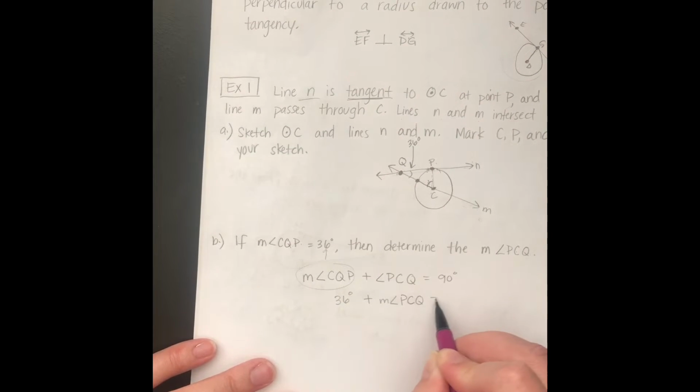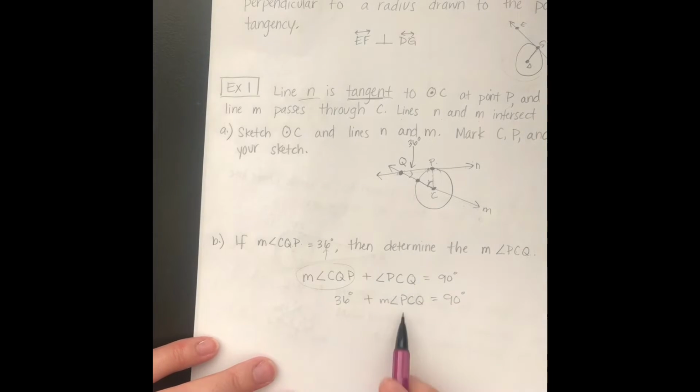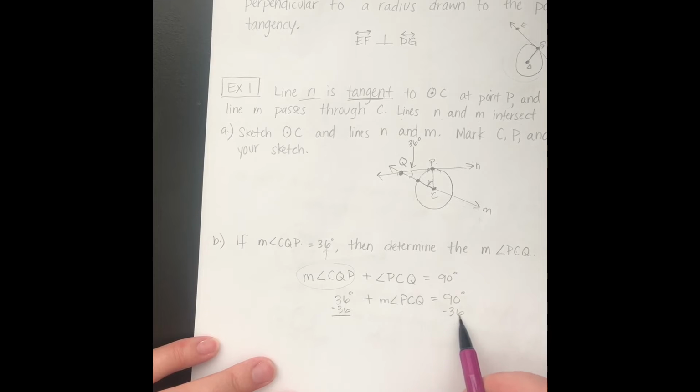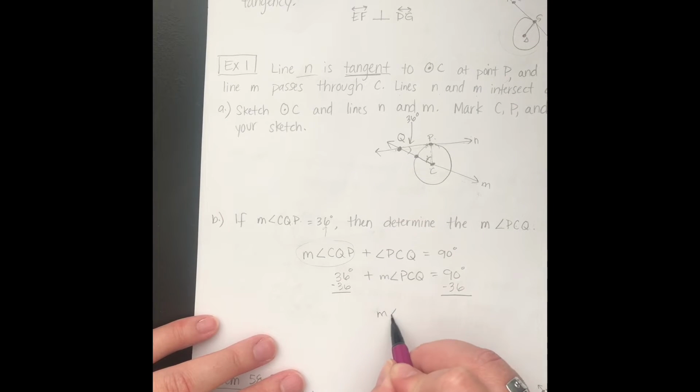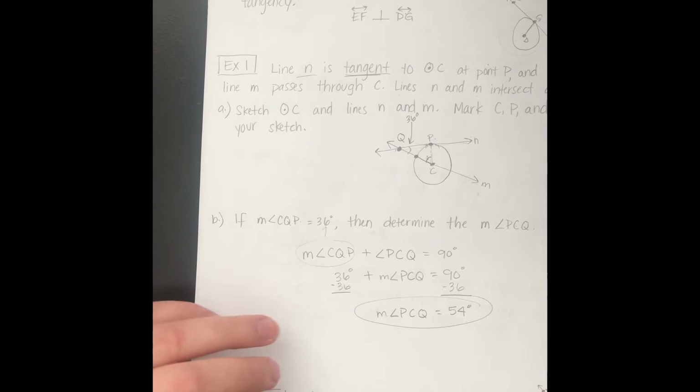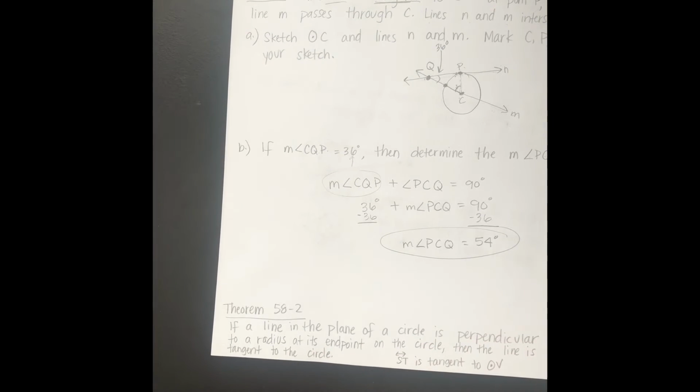And we'll be able to solve for this angle by subtracting 36 from both sides. So this angle, PCQ, is equal to 90 minus 36, which is 54 degrees. Let's move on to our next theorem.